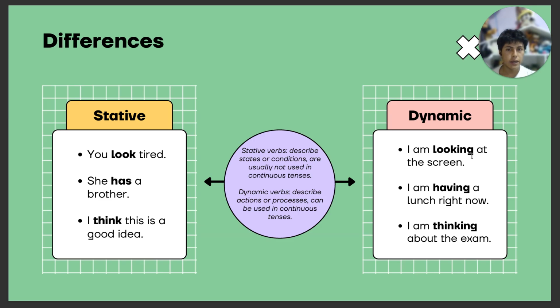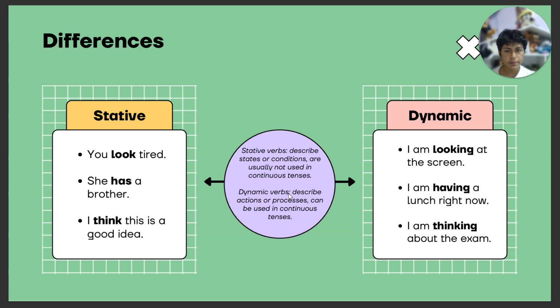I am looking at the screen. In this case, looking is a dynamic verb because it describes an action happening in the present. The verb is in the present continuous, indicating an action in progress.